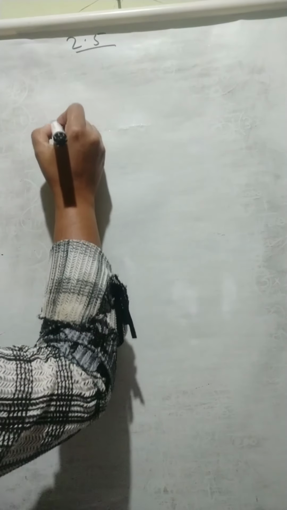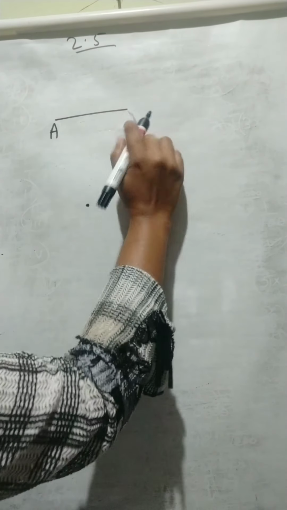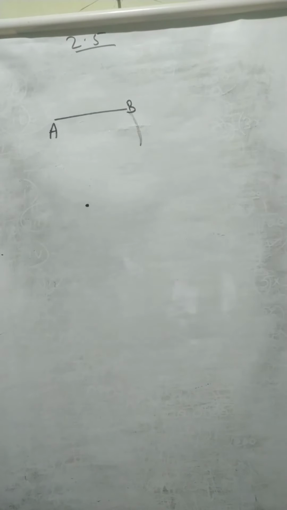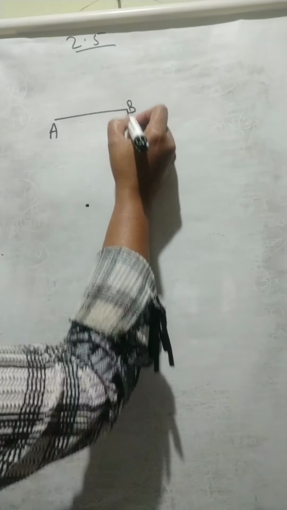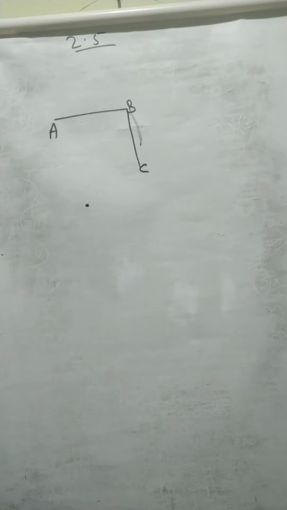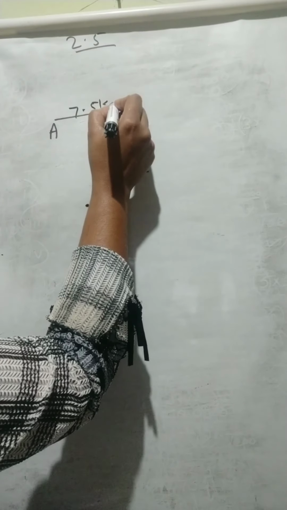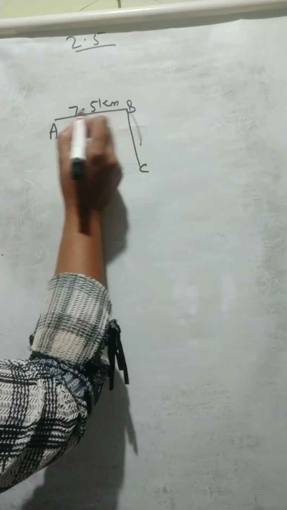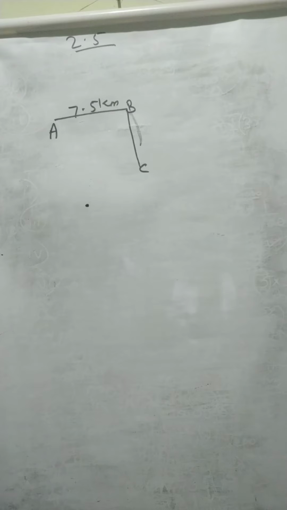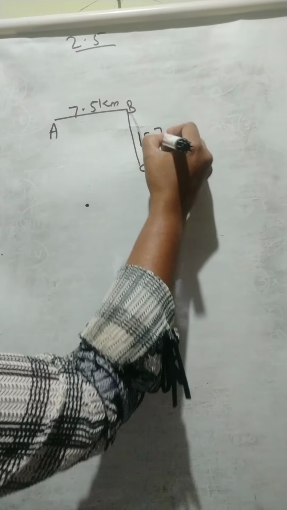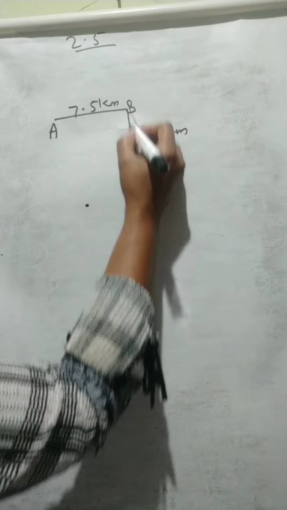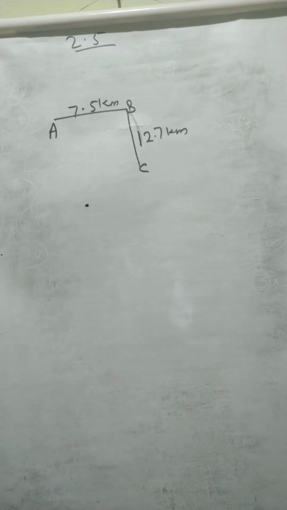Now we can do this seventh question. Dinesh went from place A to place B. That means place A to place B. Then from there to place C. Then A is 7.5 kilometer from B. So the distance from A to B is equal to 7.5. And B is 12.7 kilometer from C. That means the distance from B to C is 12.7 kilometer.